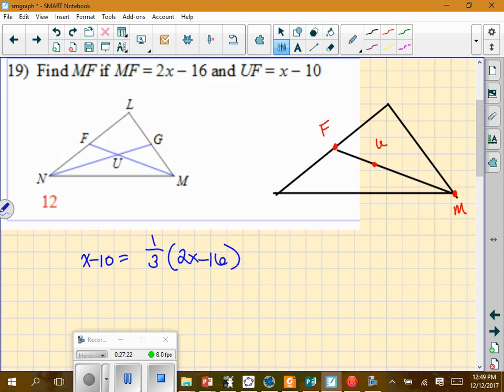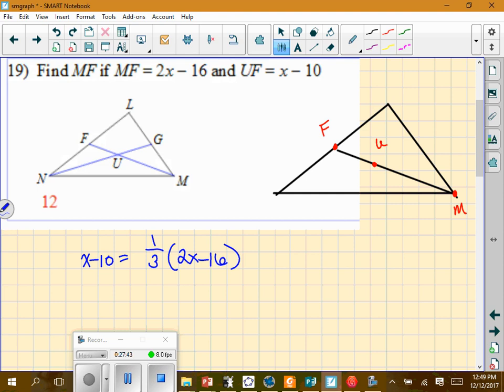Okay, now the reason I'm going to do it this way is to show you that if I'm a person that says I'm only going to distribute things, I'm only going to take the 1/3 and multiply it through 2x minus 16, that's perfectly fine. You can do that, but you're going to get 2/3 x minus 16/3. It doesn't reduce real nice. Okay? So maybe that approach, that algebra, isn't really nice.